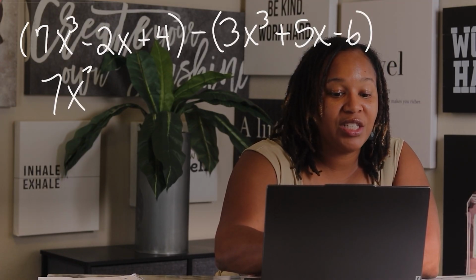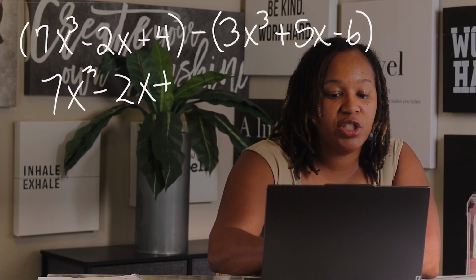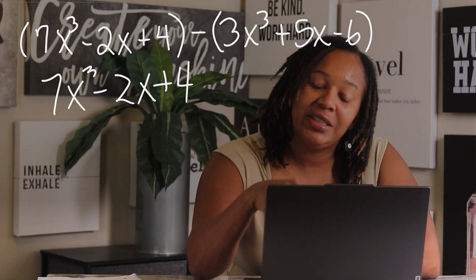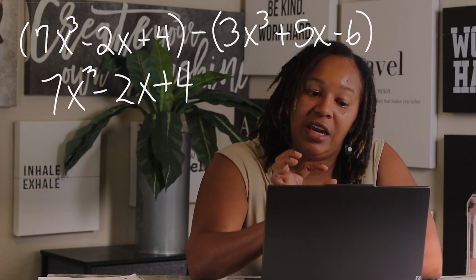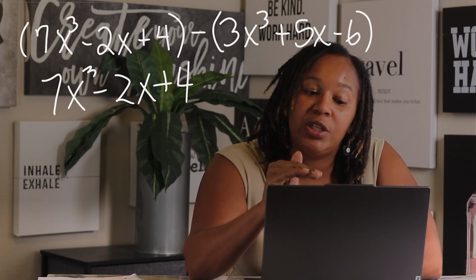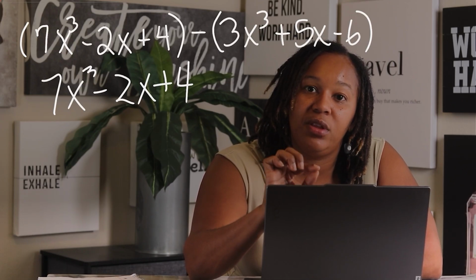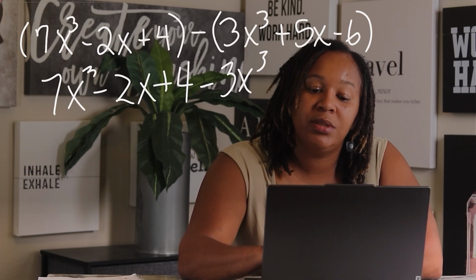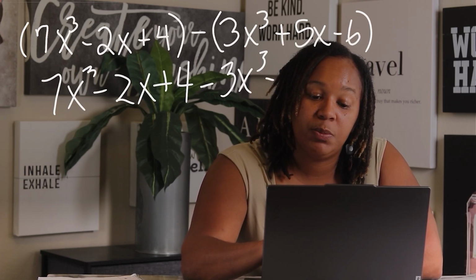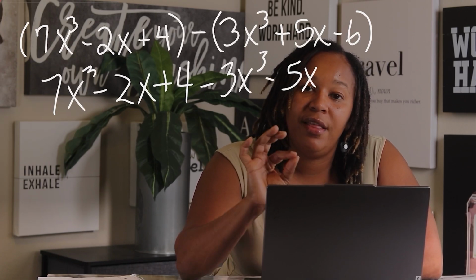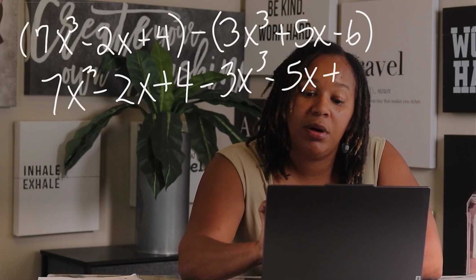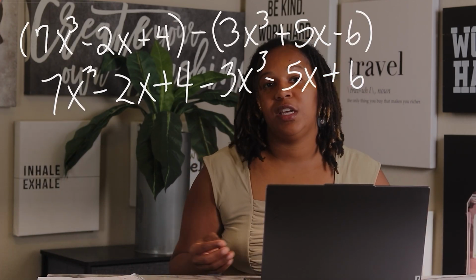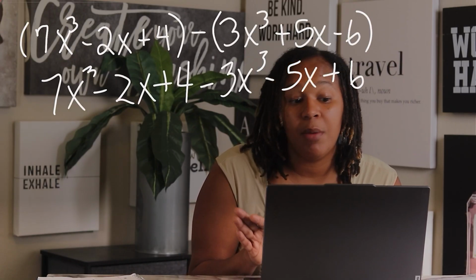So this 7x to the third minus 2x plus 4 just drops down because there's nothing in front of that parentheses. But because this second set of parentheses has a negative in front of it, that changes the sign of everything in that second set of parentheses. So that 3x to the third becomes negative. That 5x, which was once positive, becomes negative. And that 6, which was once negative, becomes positive. And so you distribute that negative to everything in the second set of parentheses. Now you combine your like terms.